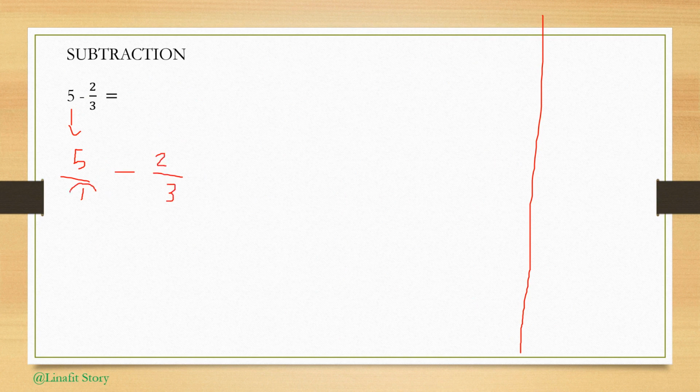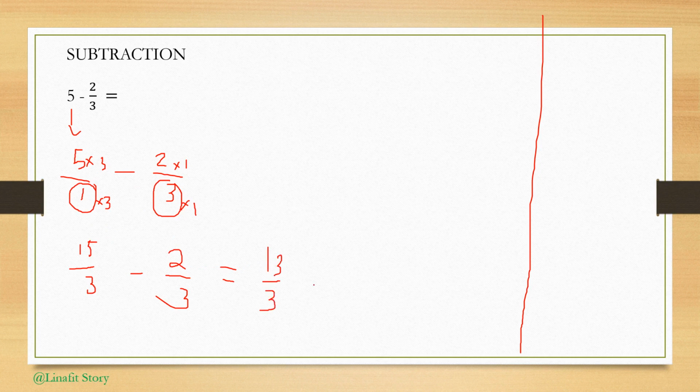So this is 1, this is 3. 1 times 3 equals 3. So 5 times 3 equals 15. Then 3 times 1, 2 times 1. 15 out of 3 minus 2 out of 3. So this equals 13 out of 3.